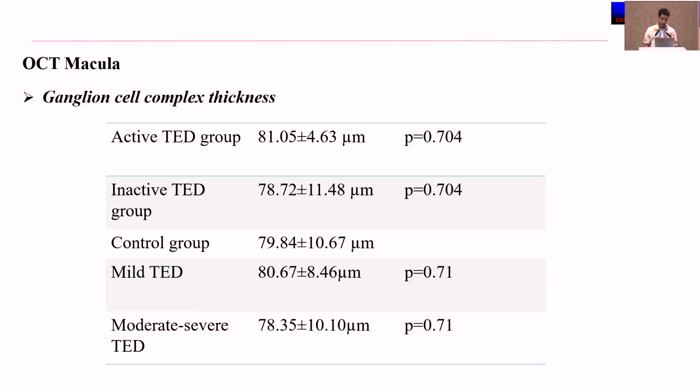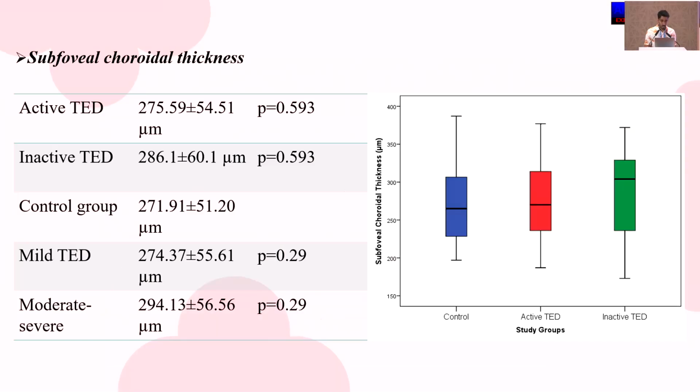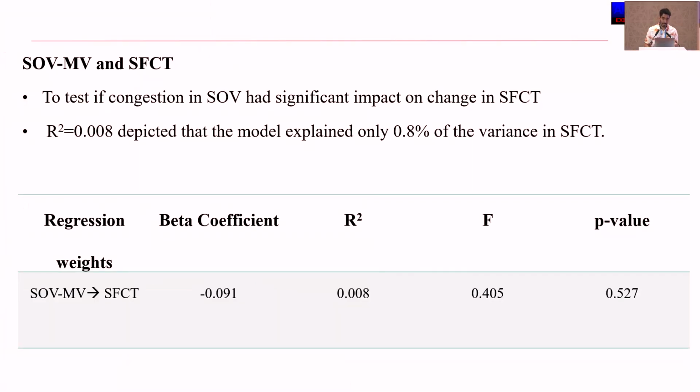Coming to the OCT macula parameters, the ganglion cell complex thickness was not found to be significant among both active and inactive TED groups. The subfoveal choroidal thickness was also not changed among active and inactive TED group compared to the control group, and among the UGOGO staging there was no significant change. So we tested if the congestion in SOV had significant impact on change in SFCT.